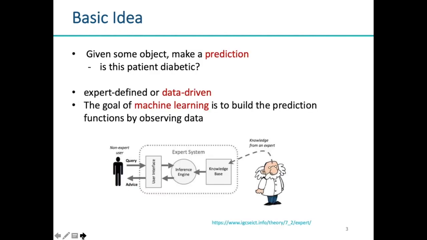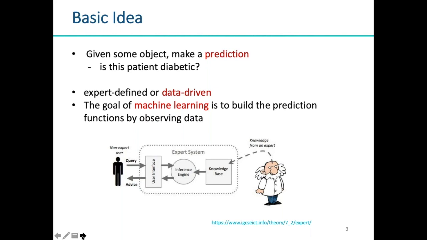In many tasks, we have some objects. We have a given object, and we are going to make a prediction based on this object. For example, the question is: is the patient diabetic or not? We have some data about the patients, and we are going to predict if this patient is diabetic or not. So in our task, we have data. We have two approaches in order to handle the data and make the best prediction.